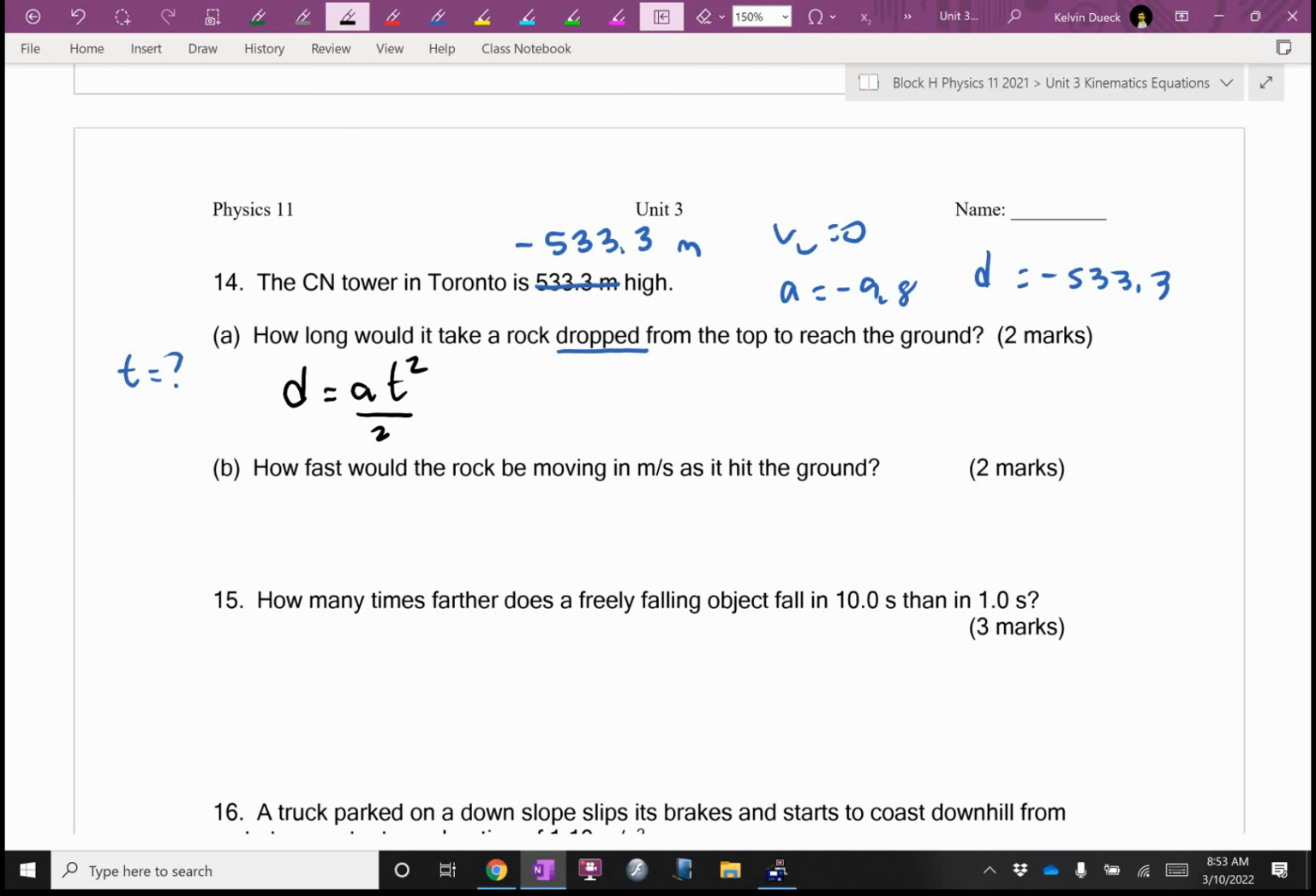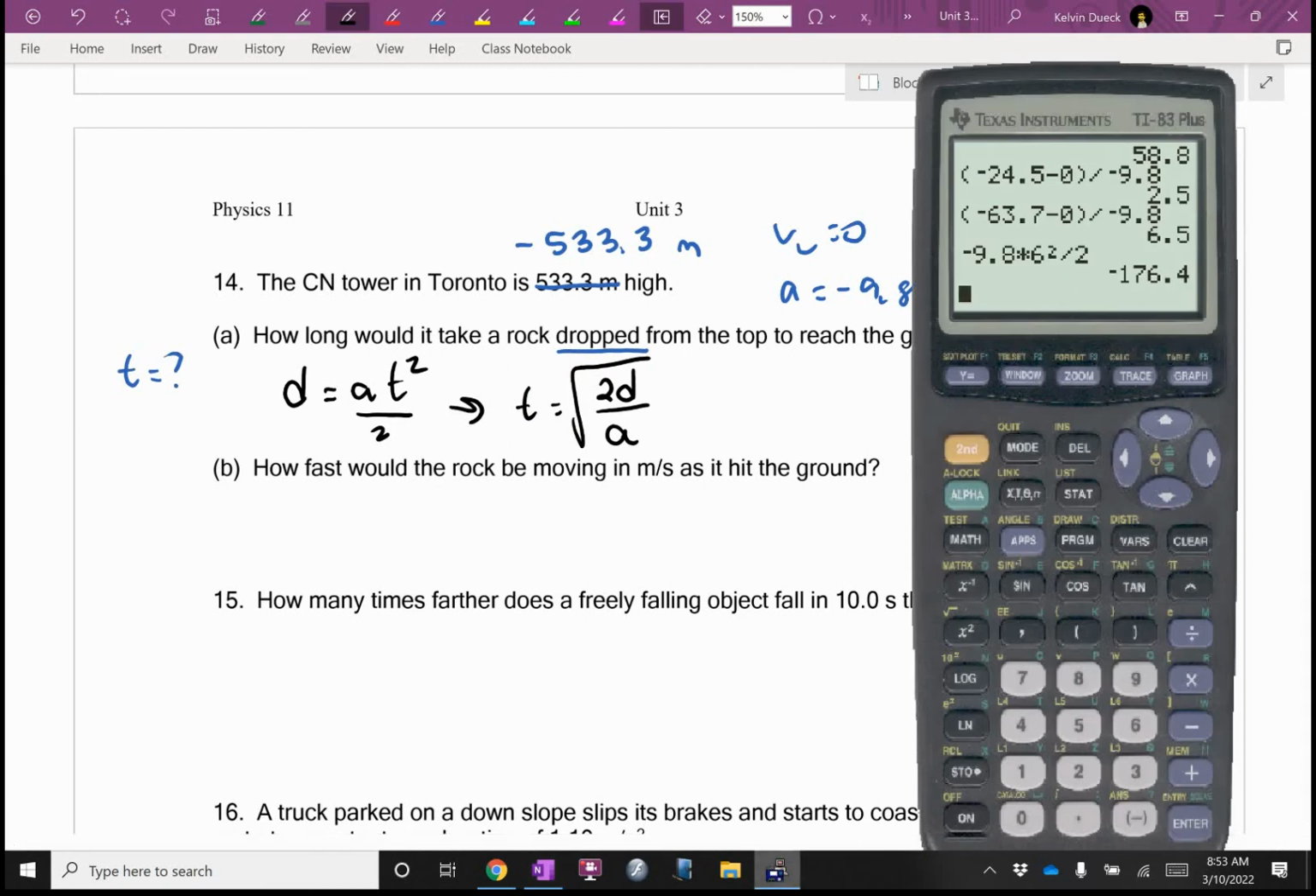How would I get the T by itself? How will I move the A over? Divide? What about that 2? And then it gives me a T squared, so square root. It's going to be this. The D stays where it is. We would times by 2, divide by A, square root. That equals T.